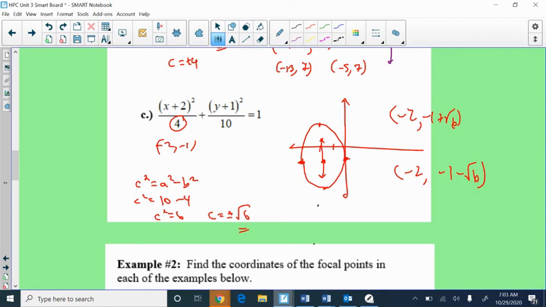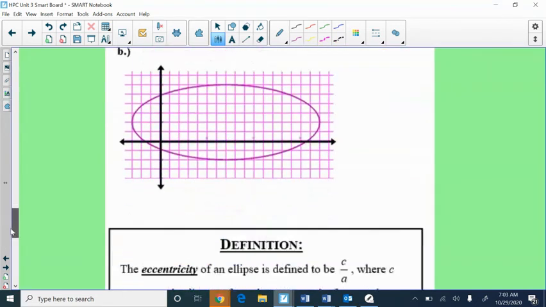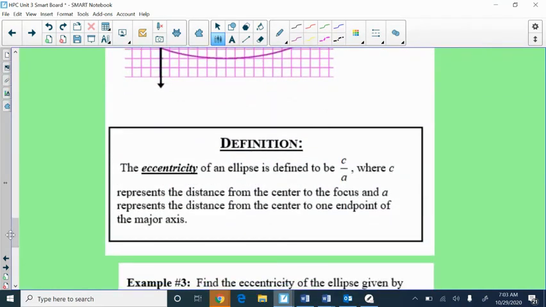Okay, so I think I probably should stop the video here. And I'll make a second video that will look at example number 2, if you have a graph of it. And then also talking about eccentricity.